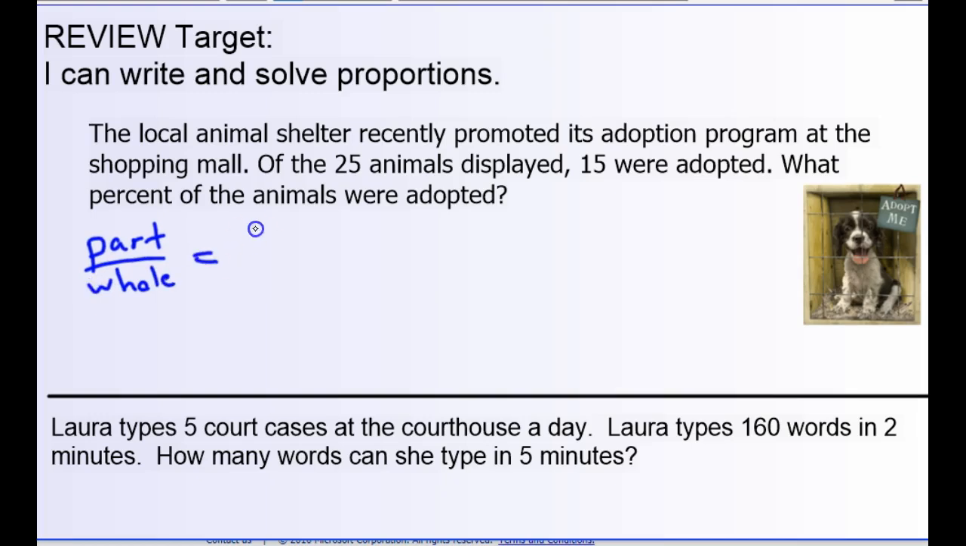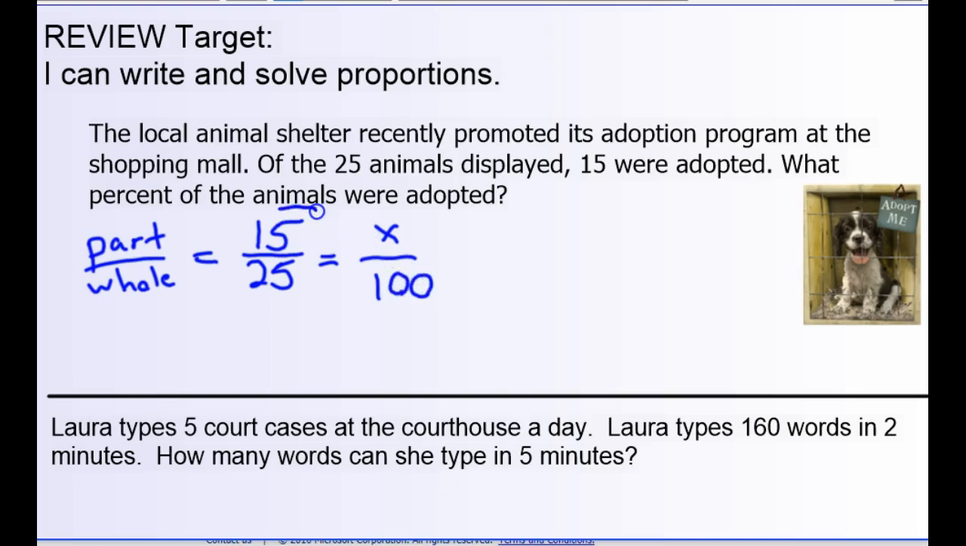So the whole, the amount of animals in total that were displayed, was 25. And of those 25, 15 were adopted. Now we're looking for a percent of these animals. The percent adopted, the adopted is on the top, so we're going to put x. We don't know how many. But if we're trying to find a percent, we know that percents are out of 100, so the whole is going to be out of 100.